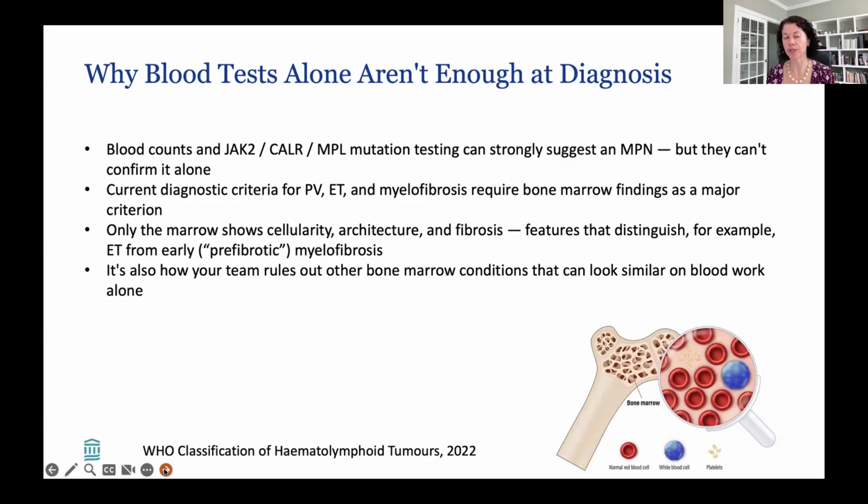But if you have a new, for example, detection of a calreticulin mutation, the bone marrow biopsy is really the only way to distinguish between ET and myelofibrosis. So not to get into too many details, but it's important to know that bone marrow biopsies are more or less useful in different scenarios.